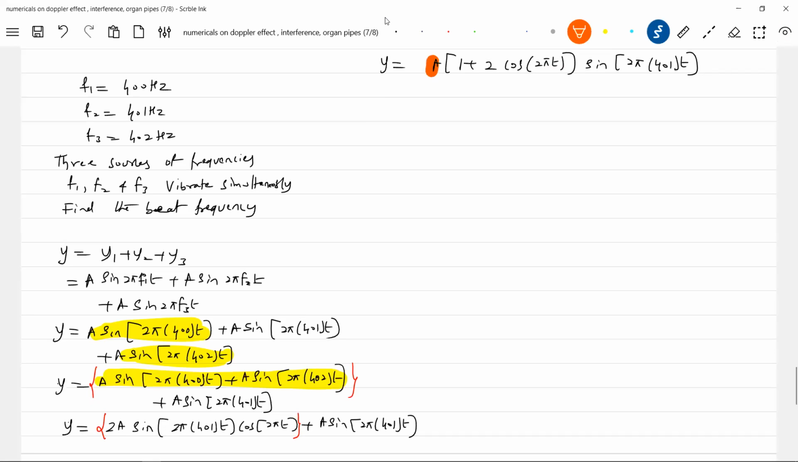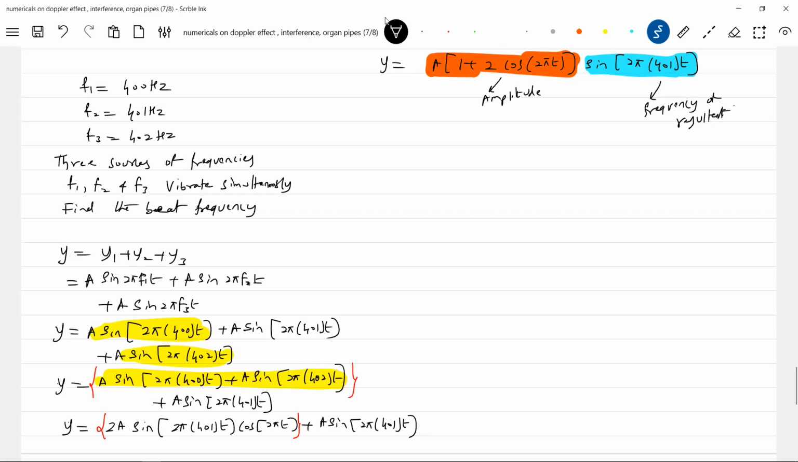I will separate it. I'll write it like this. I'll shade it. This is the amplitude term. This is the frequency term. So this quantity is what? Amplitude. This is the frequency of the resultant wave. So therefore, this equation now will take the form A of t sine 2 pi ft. I think this is the beats phenomenon.